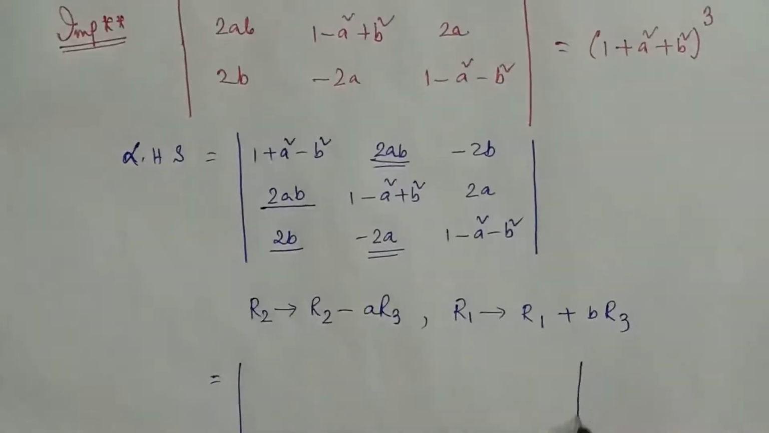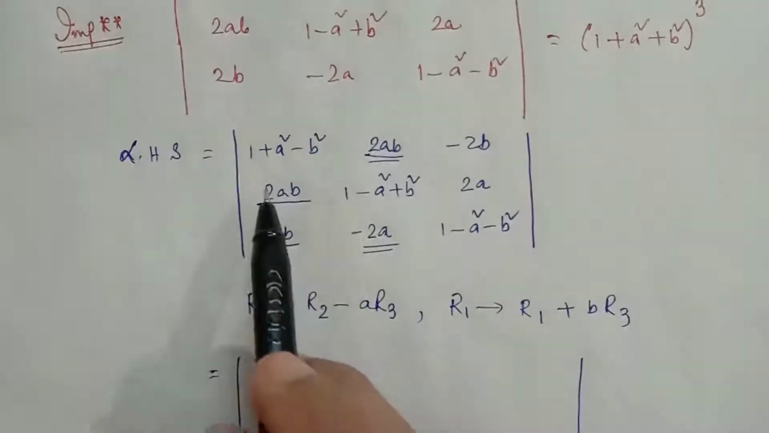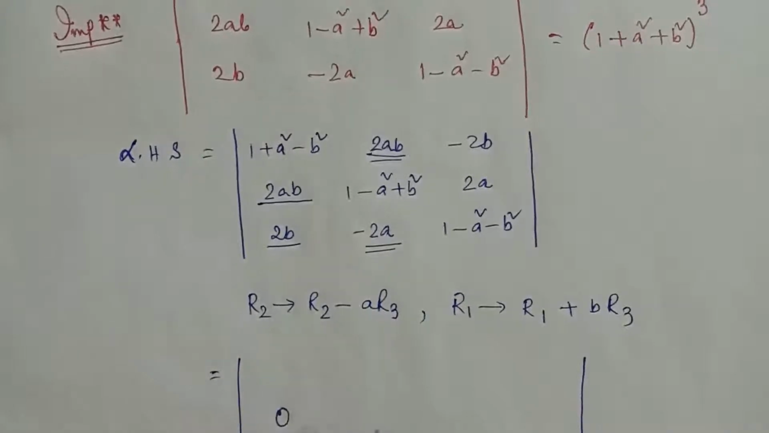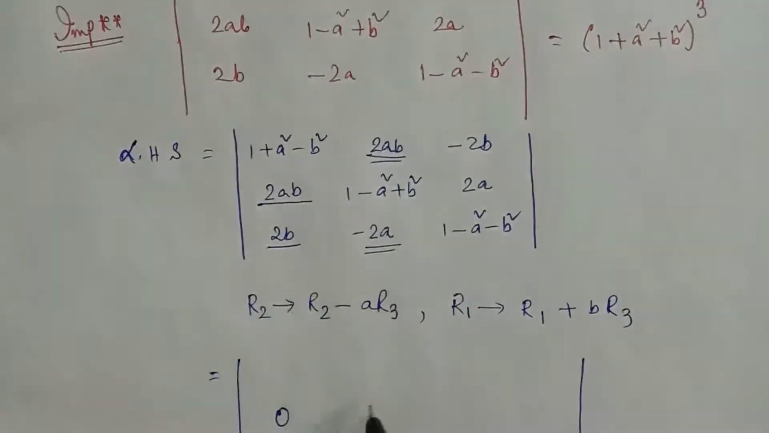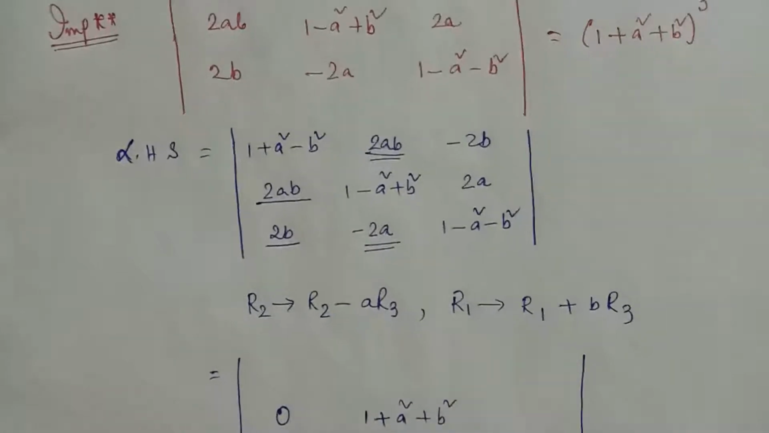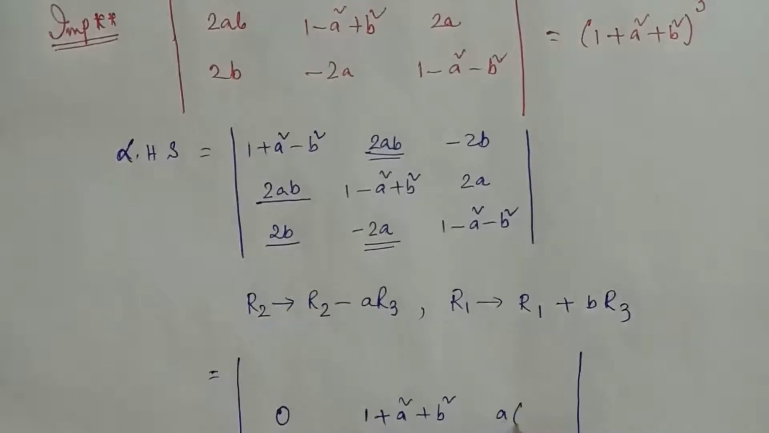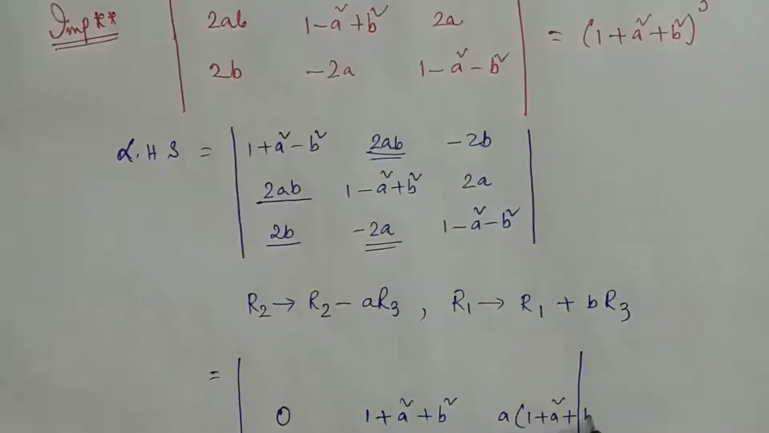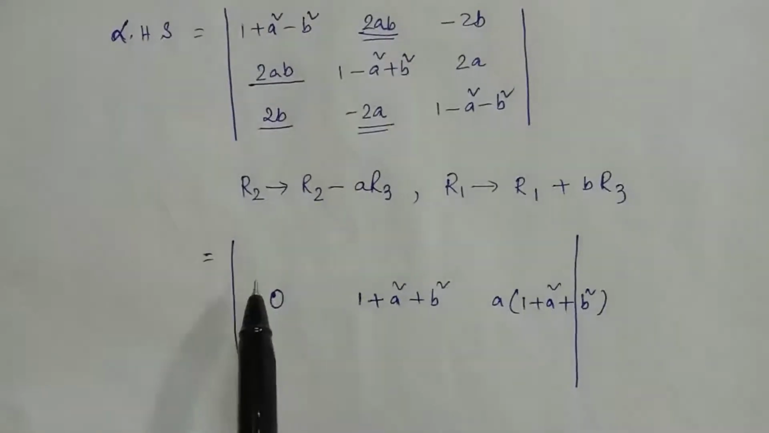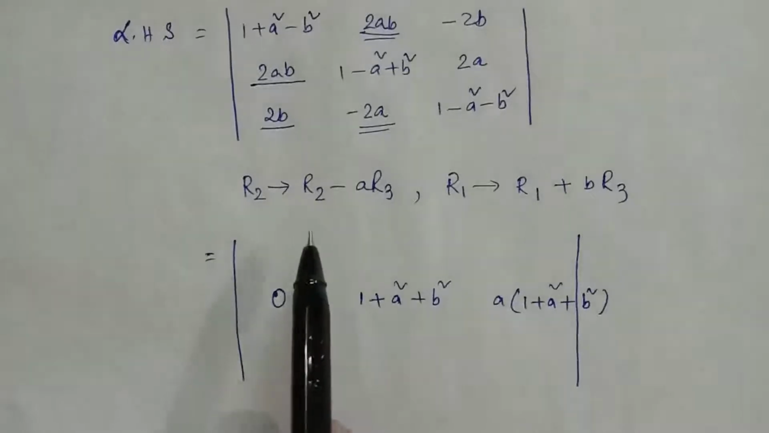First we have to replace R2, the second row. If we replace R2 by R2 minus a R3, our R2 will be 0 in that place. R2 minus a R3 will give us 1 plus a square plus b square, and this will become 2a minus this, so it will become a into (1 plus a square plus b square). Okay, again, so our R2 is changed. R1 and R3 are unchanged.